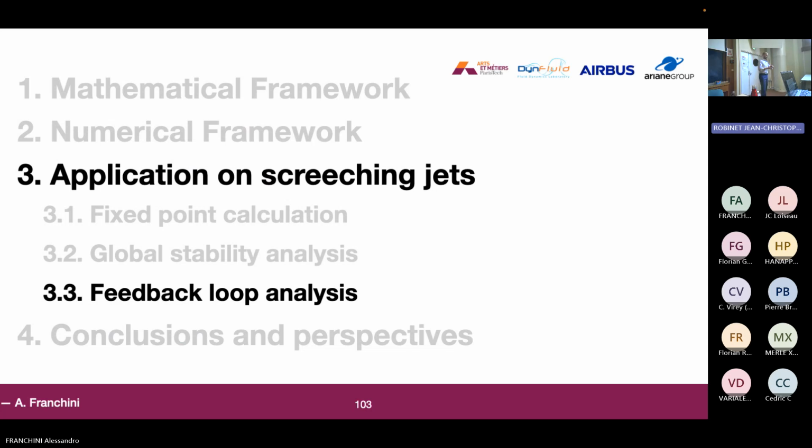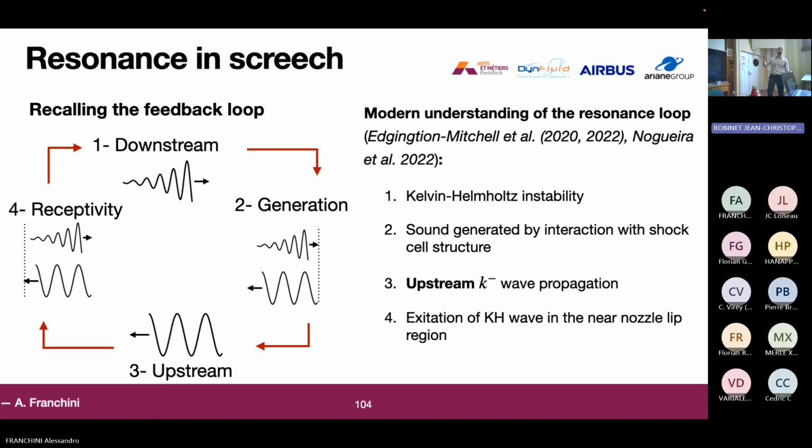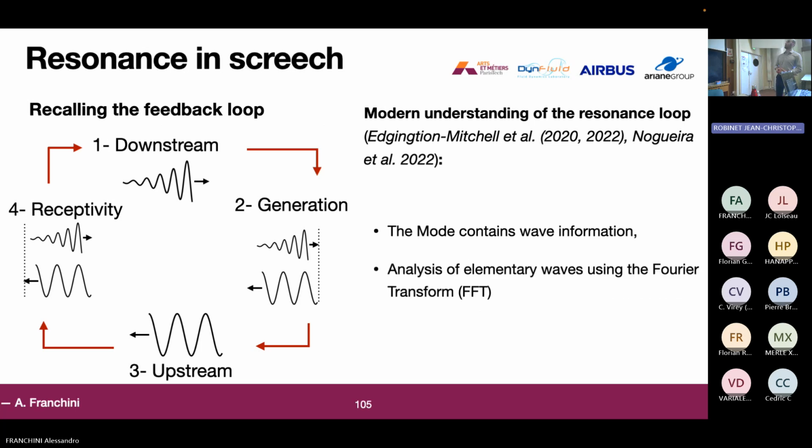Now that we have the characteristics of the modes that we found, we want to see if we can get some information about the feedback loop within these modes. If we recall the feedback loop, the modern understanding of this resonance loop is that the downstream propagating wave is a Kelvin-Helmholtz wave, a classical shear layer instability. Then sound is generated by the interaction of this Kelvin-Helmholtz wave with the shock structure. At this point, there is an upstream propagating wave, called K minus, and this K minus wave excites the shear layer again in the near nozzle lip region, and it closes the loop.